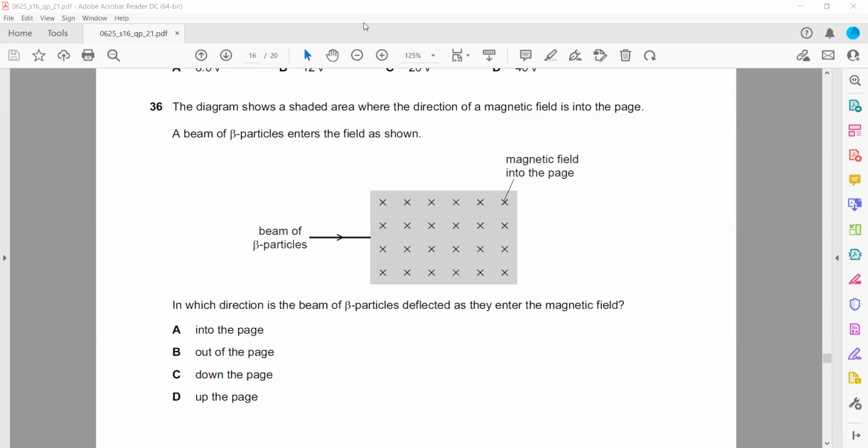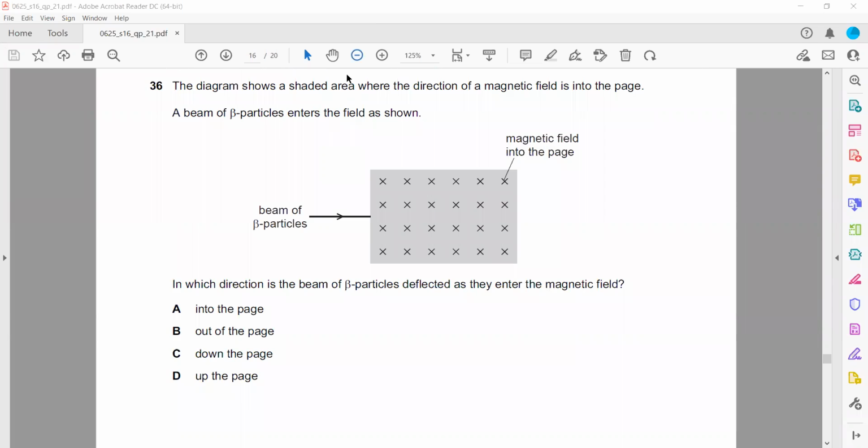So you're finding the force on the particle in a magnetic field. It's a beta particle, which is negative. So when you're finding a force on a negative particle, you should use your right hand. So how to use the right hand? Your index finger, your first finger, will point in the direction of the magnetic field.